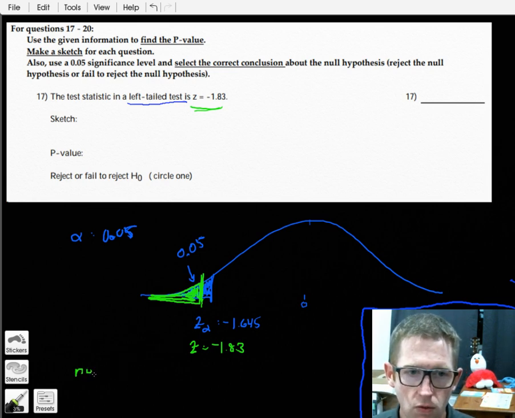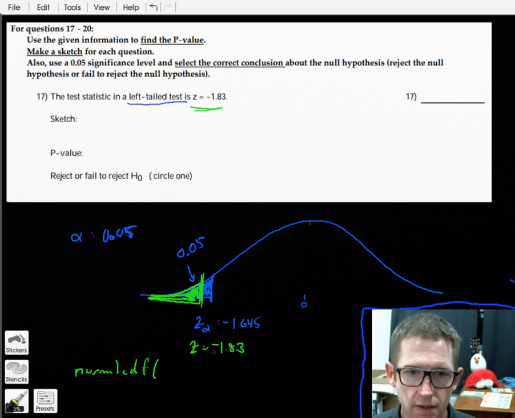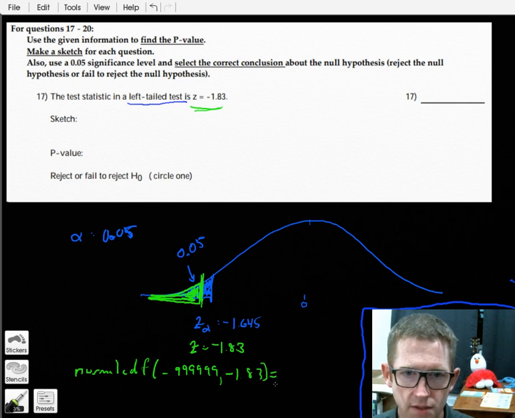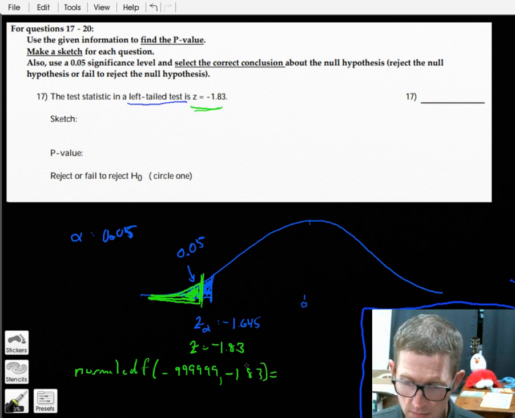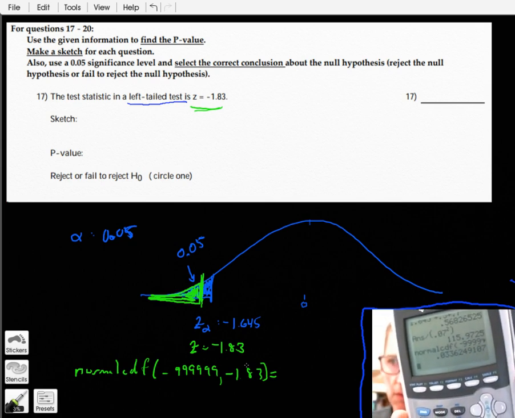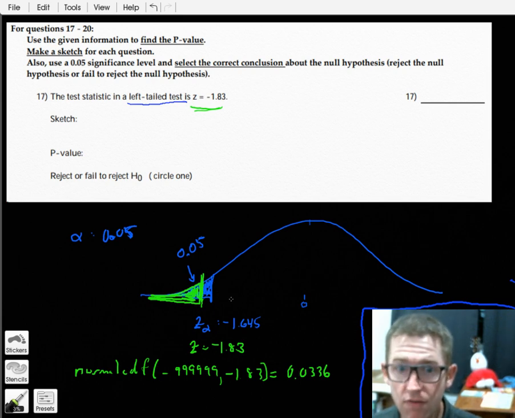You can use the normal CDF function in the calculator, or you can use the table for the z value of negative 1.83. So negative 9999999, basically negative infinity to negative 1.83 is going to produce for you the area to the left at that point, and it's going to be 0.0336, which is smaller than 0.05. So that makes sense. And this is the p-value right here.